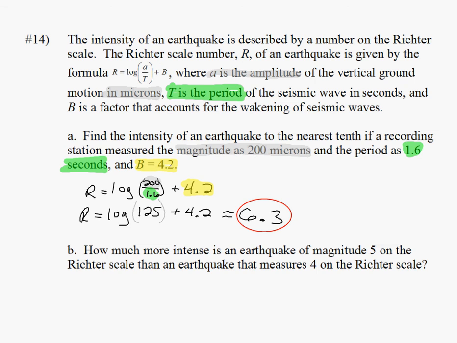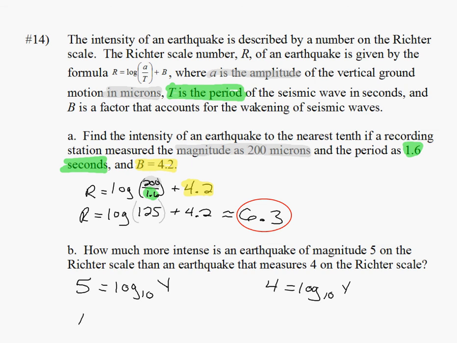Part B, how much more intense is an earthquake at magnitude 5 on a Richter scale than an earthquake that measures 4 on the Richter scale? If you break this down to its basic parts, if the Richter scale measured 5, notice there's no base for a logarithm. That means it's a base of 10. So 5 equals log base 10 of some number. We don't care what this number is. Comparing that to 4 equals log base 10 of some number.